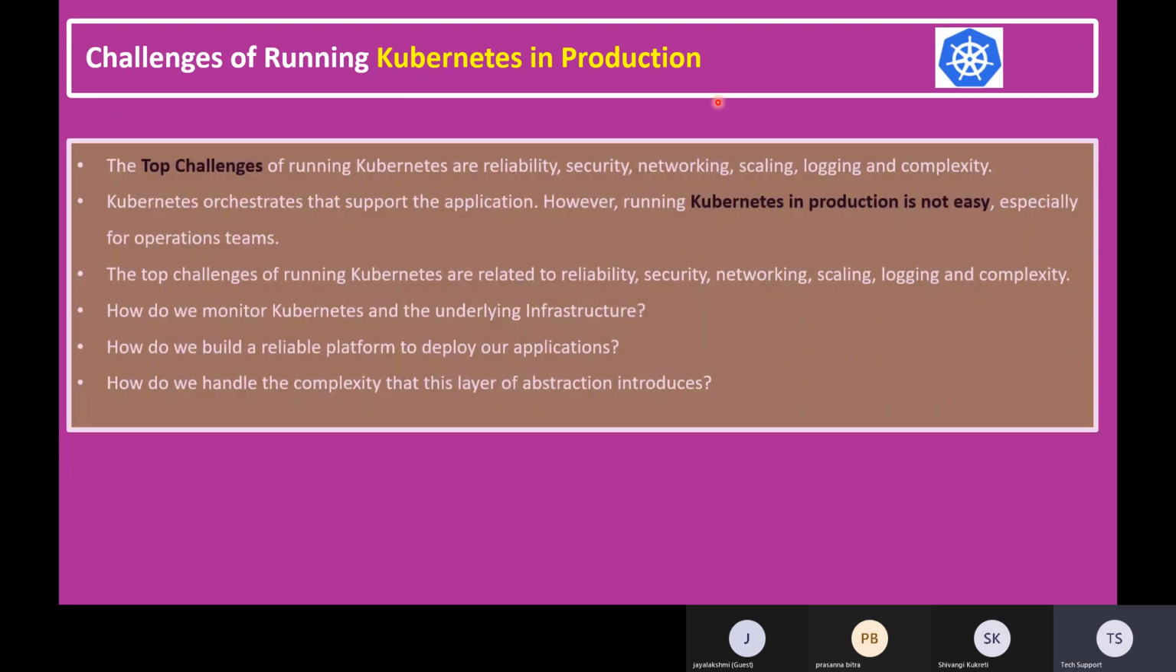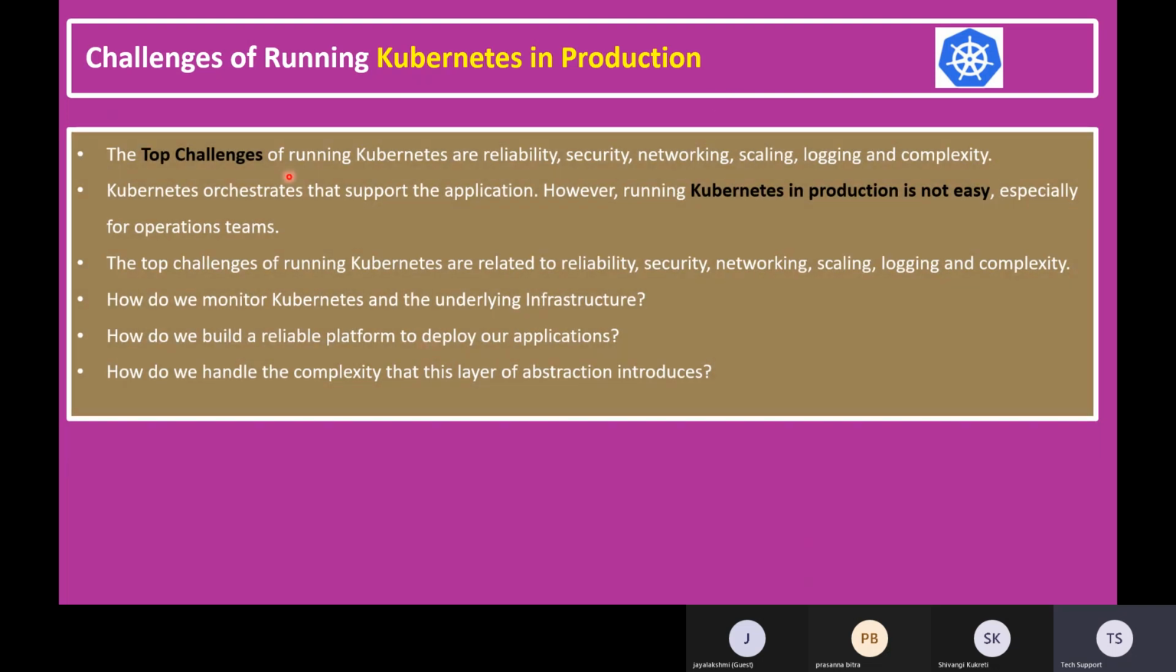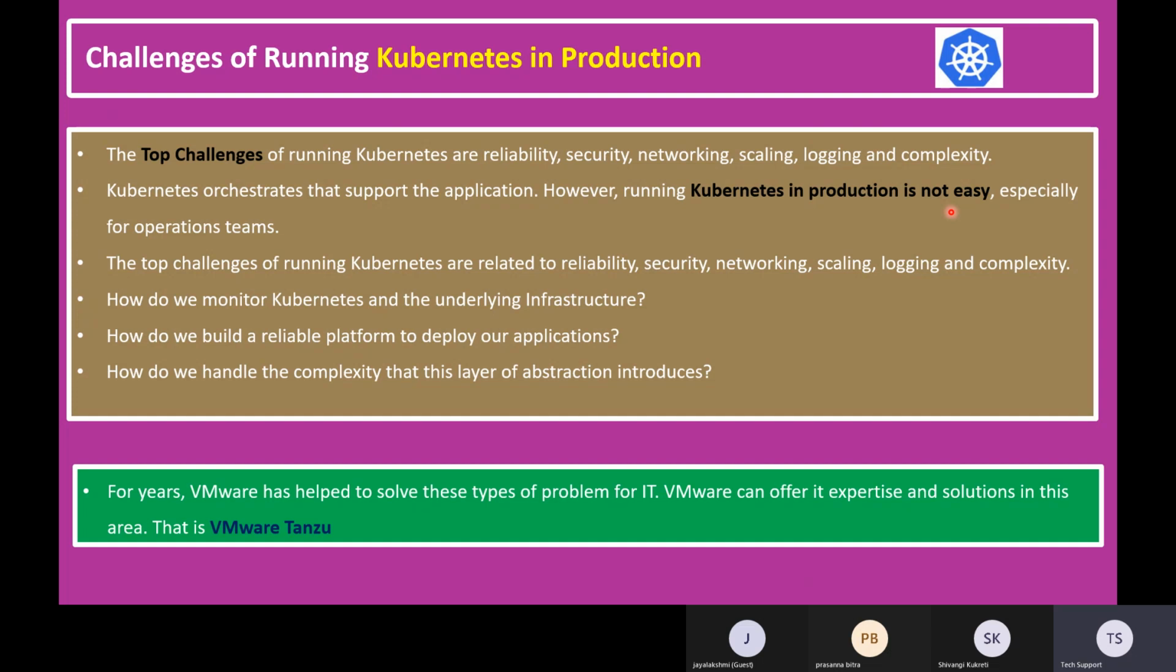If you want to run Kubernetes in production, one key point is that running Kubernetes in production is not easy because it's an open source product. There is little chance of running this product in a production environment. We are okay to run it in test and development, but it is not recommended to run an open source product in a production environment. So to address this scenario, VMware introduced the concept called VMware Tanzu.